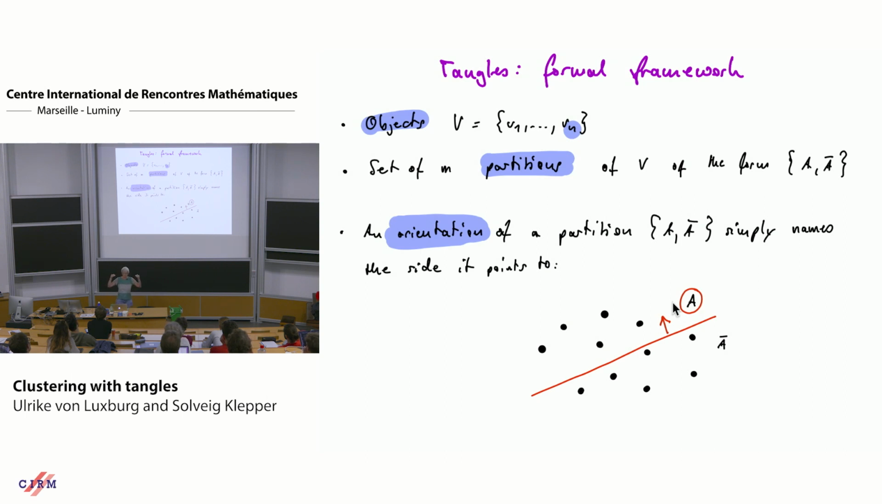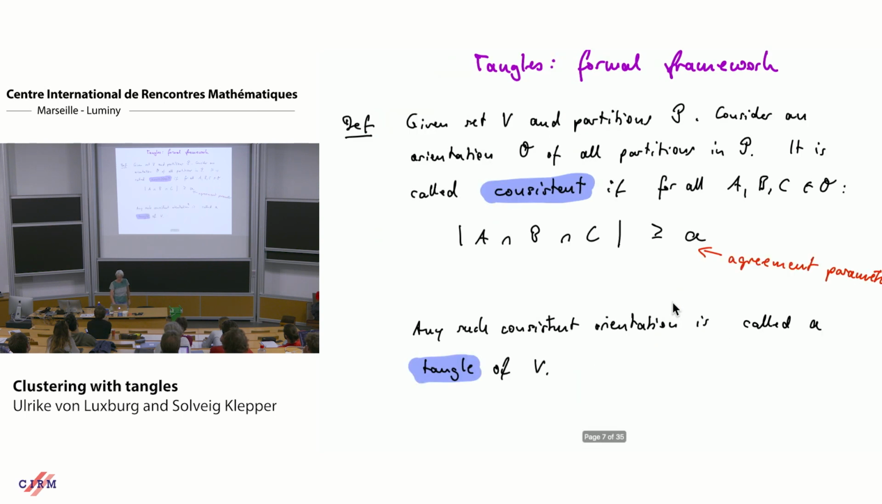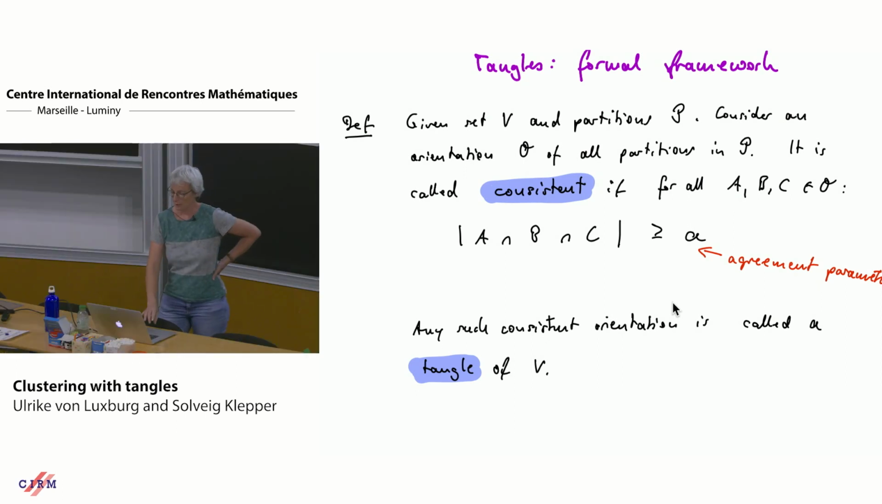Okay, so now we know what objects are, what partitions are, and what an orientation is. And now here, this is the central definition of the whole tangle approach. We're given the set V of objects, and we're given the set P of partitions, anything but fixed for now. And now we consider one orientation of all the partitions in P. So we have these partitions, and to each of them we assign one orientation. The set of all these oriented partitions we simply call curly O.